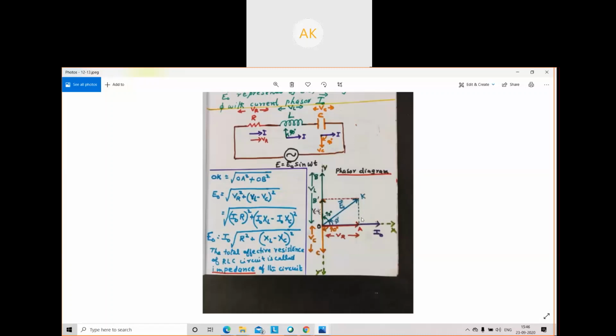Understand? This phi is the phase angle between the voltage and the current. Current is along the x-axis, and the voltage we got is along this diagonal. So in an RLC circuit, the voltage leads the current by a phase angle of phi. You cannot say pi or pi by 2; it is marked as phi. Phi is the phase angle by which the voltage leads the current.